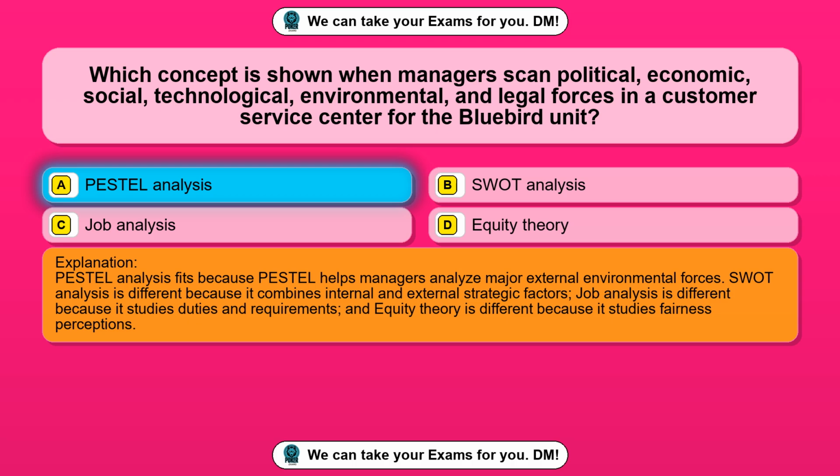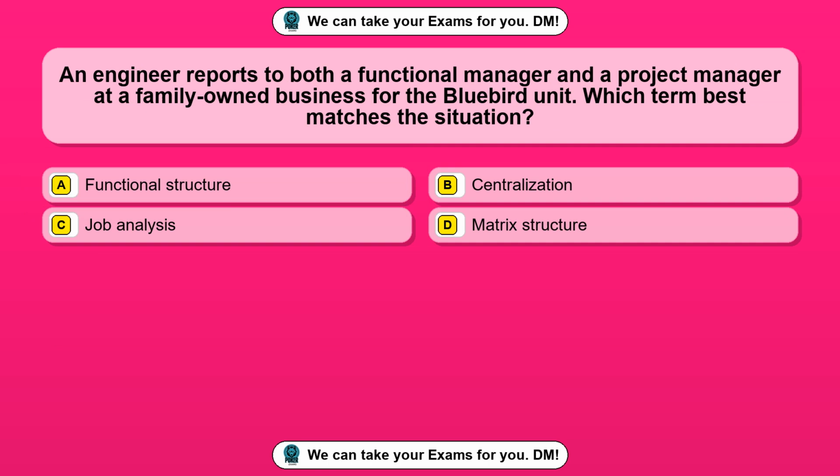Job analysis is different because it studies duties and requirements, and equity theory is different because it studies fairness perceptions. Question 18. An engineer reports to both a functional manager and a project manager at a family-owned business for the Bluebird unit. Which term best matches the situation?